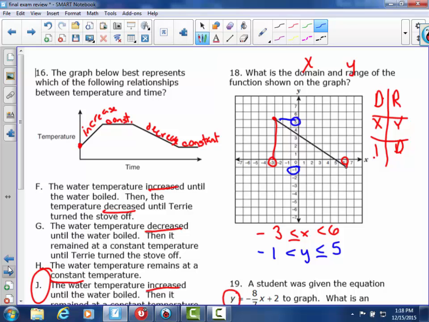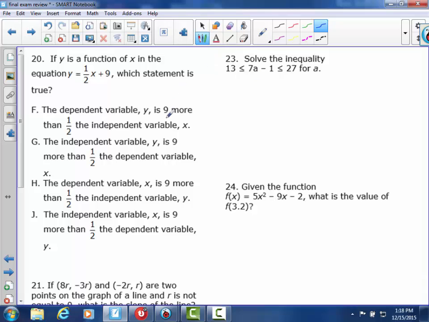Alright, that ends day 1. So now we want to look at day 2 of our review. Y is a function of x. Okay, that statement right there tells us y depends on x. So I look down here and it says dependent y, independent y. Well, that's wrong. Dependent x. Nope. Independent x. That's a possibility.